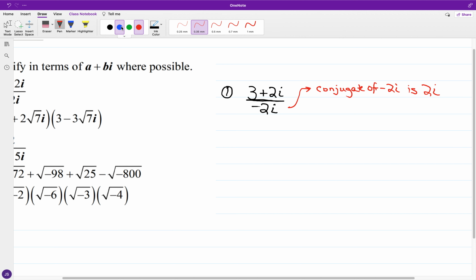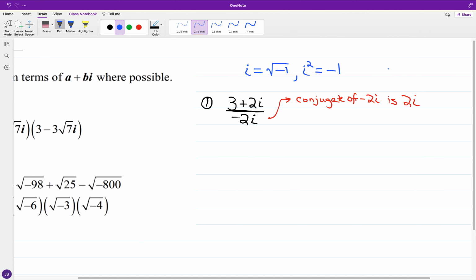Okay, and again, at the crux of the complex number system, i is in reference to the square root of negative 1. We have i squared equal to negative 1. And for the standard form of a complex number, we have a plus bi. For the conjugate of a plus bi, we have a minus bi.